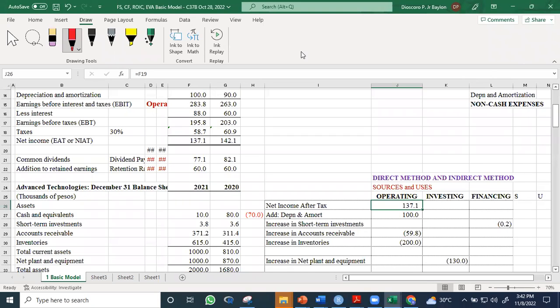Okay, Micaela, please share your answer. Why common dividends? What's about common dividends, Micaela? Retained earnings, no? The addition to retained earnings, that part went into the retained earnings, no? The addition to retained earnings.